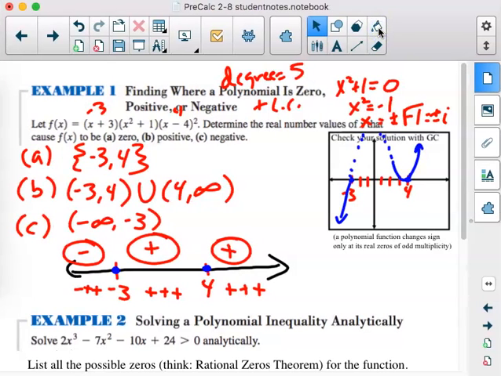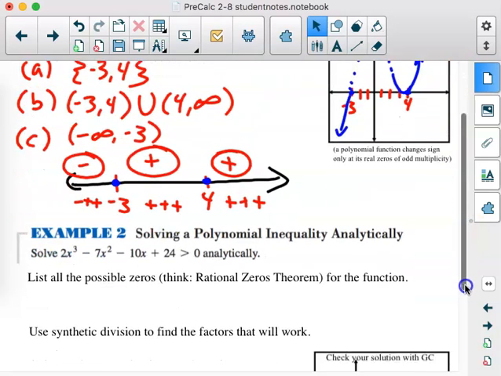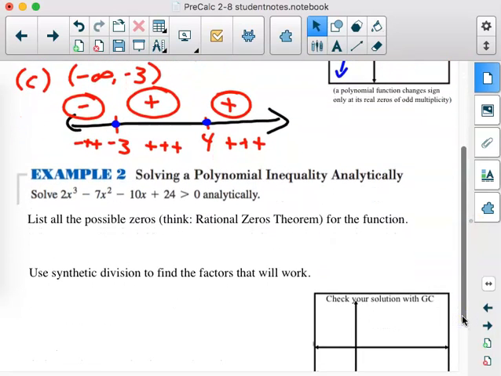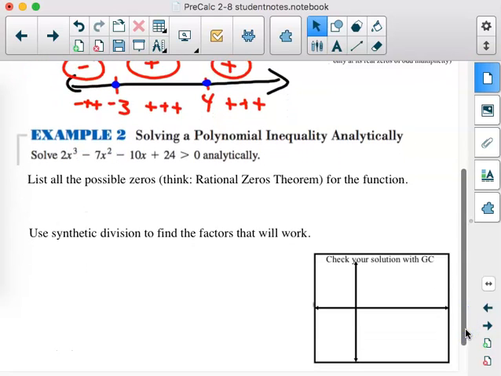So hopefully at this point you're saying, this is kind of a piece of cake here. I don't even really need to know what the numbers are that come out of those factors. I just need to know, are they positive or negative? And then we get to this one, and we see, things just got a little tougher. 2x cubed minus 7x squared minus 10x plus 24 is greater than 0.